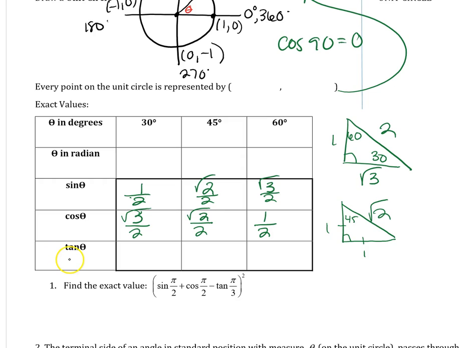Tangent is equal to sine divided by cosine. So if you were to, let's say, divide these ones with sine and cos of 45, you would just get 1. If you divide these, you would get radical 3. And this is radical 3 over 3. Okay.